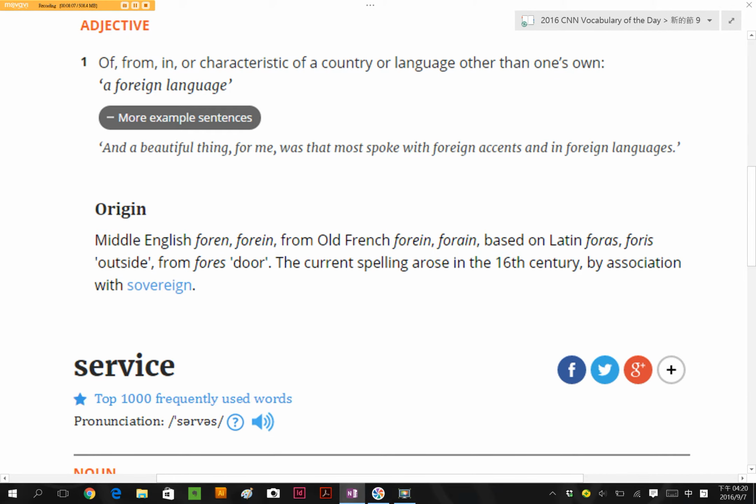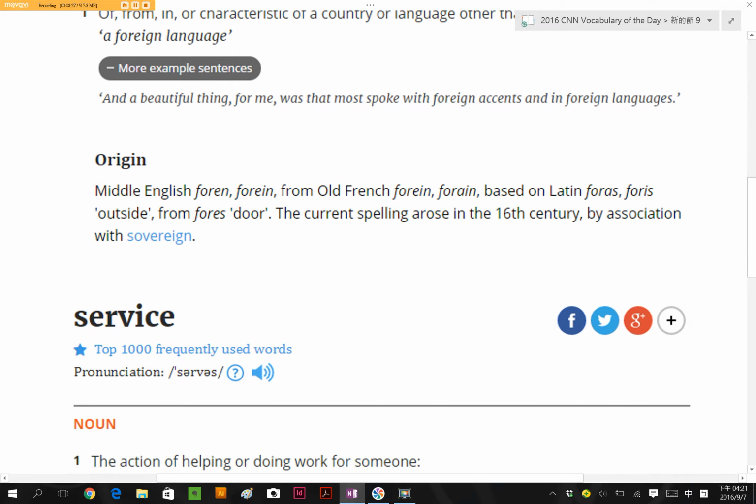Origin: Middle English foreign, from Old French foreign, based on Latin foras, outside, from fores, door. The current spelling arose in the 16th century by association with sovereign.